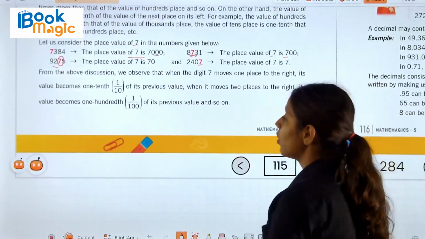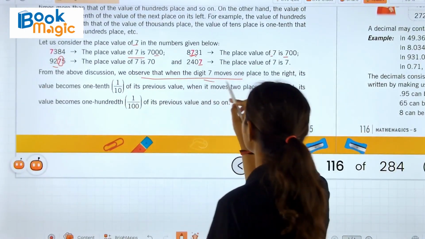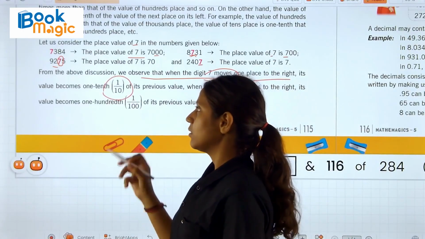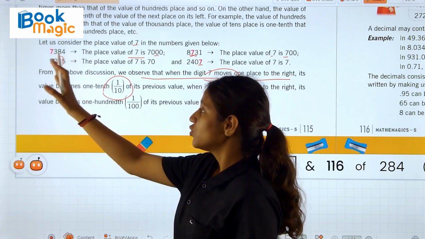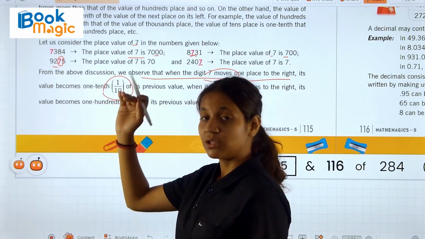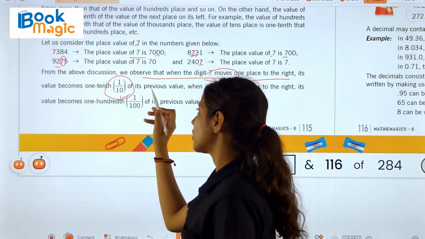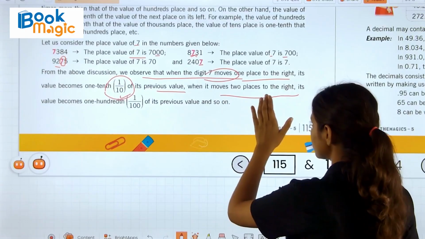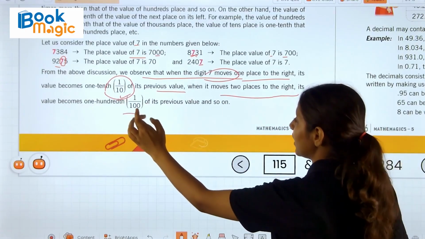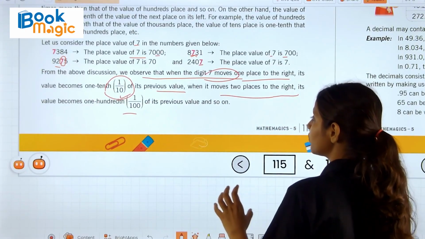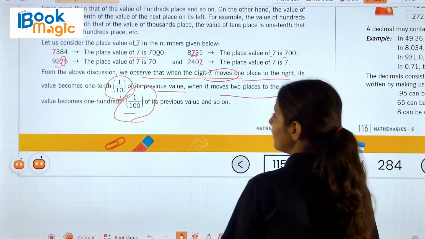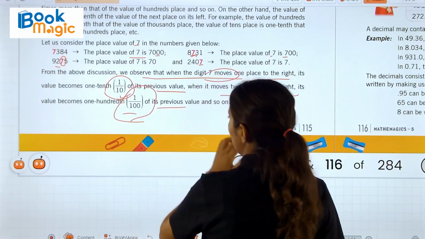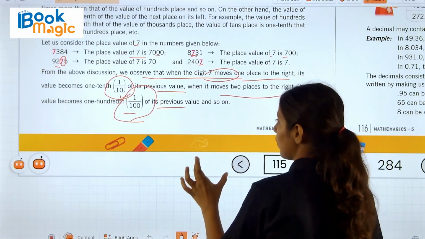Okay, from the above discussion, we observe that when the 7 moves one place to the right, its value becomes 1/10. So when the value is moving towards the right, the value becomes 1/10, it decreases, to the previous value. When it moves to the right, its value becomes 1/100 of its previous value, and so on.